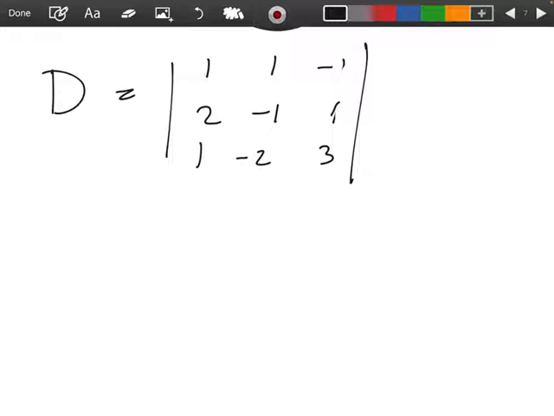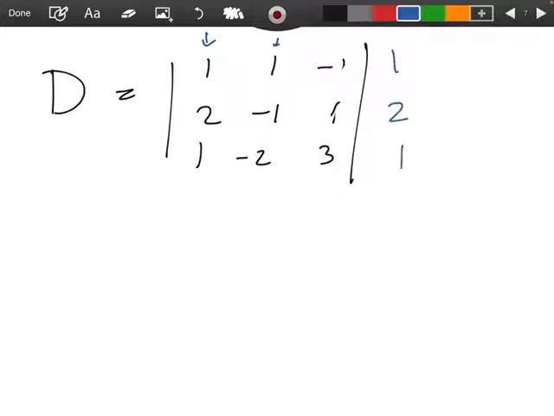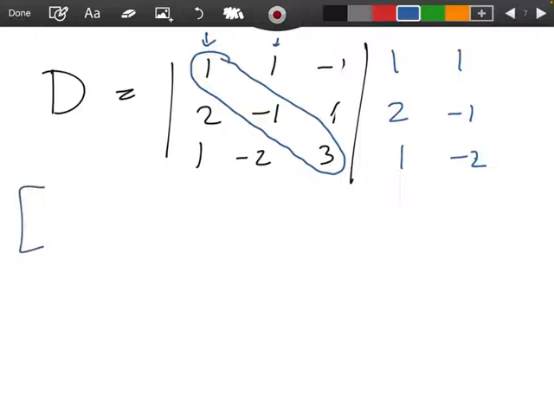Okay, so my process, y'all, when I'm doing this is I write down the first two columns again. So I'm going to put a 1, a 2, a 1 right here, and a 1, a -1, and a -2 right here. And the process in doing this, y'all, is I go along the main diagonal, okay? So the way we're going to find our determinant, I'm going to multiply.